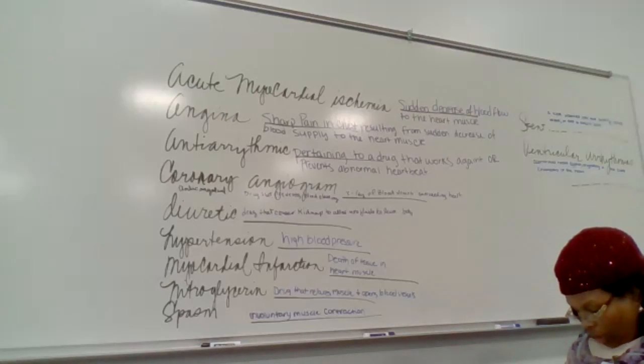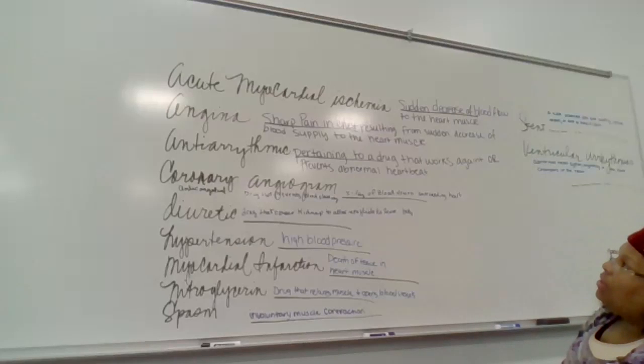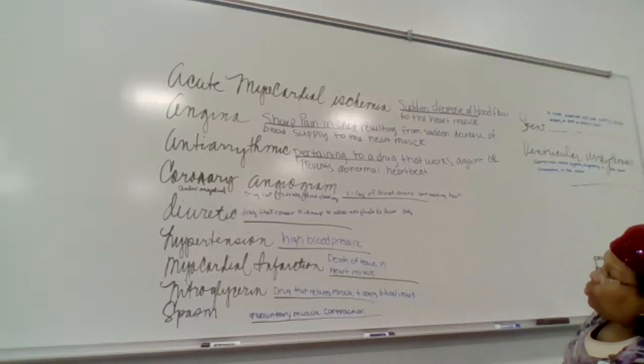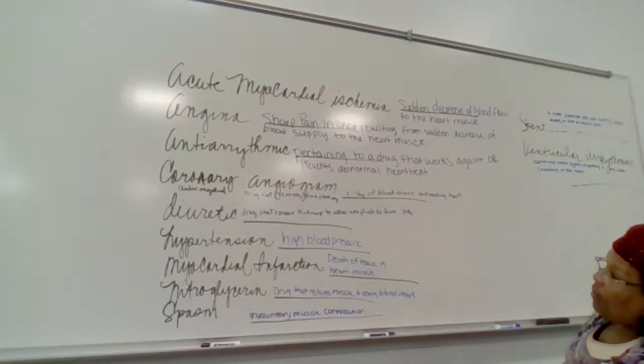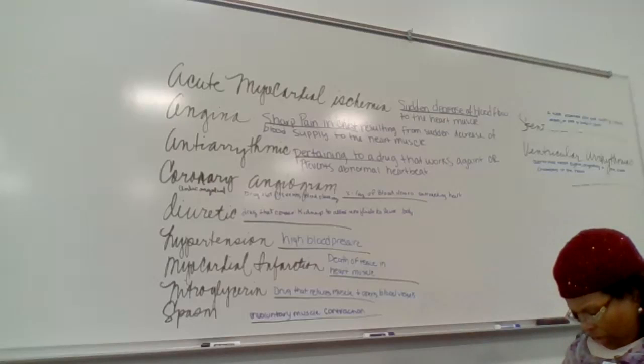Mr. Rowe's treatment will include antiarrhythmic, diuretic, and anticoagulant. Is antiarrhythmic up here? Yes, pertaining to a drug that works against or prevents abnormal heartbeat. A diuretic, which is a drug that causes kidneys to allow more fluids to leave the body, and an anticoagulant. Is anticoagulant on the board? Oh, that's the one you wrote in. Okay, thank you. Anticoagulant is a drug that prevents blood clotting. In the future, he may need additional procedures to place a stent in his coronary artery to keep it open.